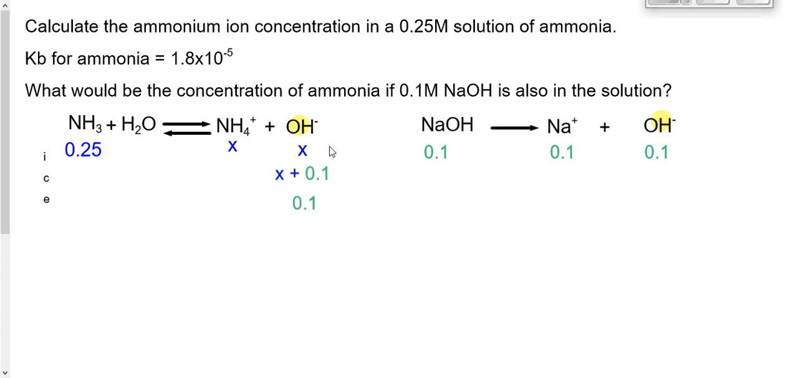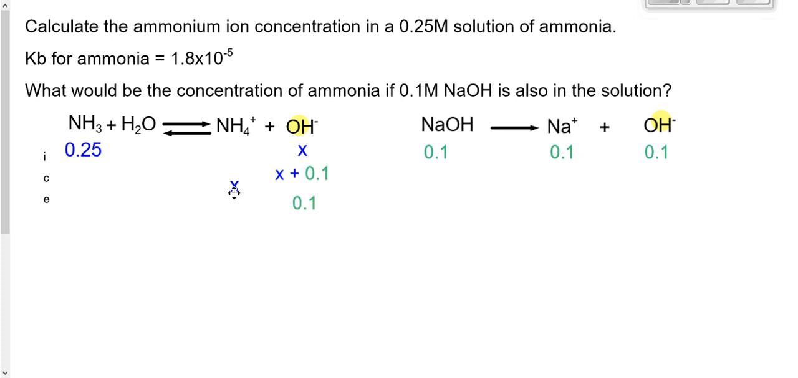So to the initial amount X of hydroxide that we had from the ammonia in the water, we will now add 0.1 moles per liter of hydroxide that came to us from having the sodium hydroxide added to the water. We know the value for X was very small. It was 0.002. When we add that to 0.1, it is still effectively 0.1. The concentration of ammonium now will be less. This equilibrium is going to shift to the left.